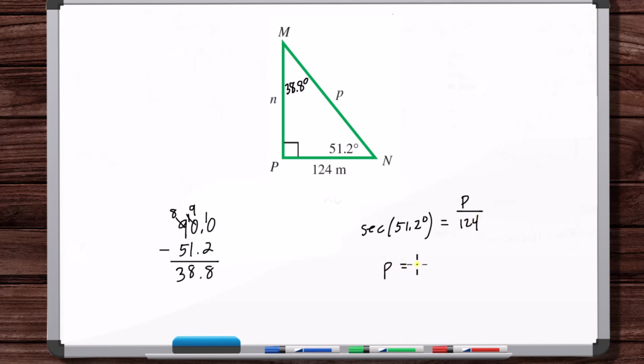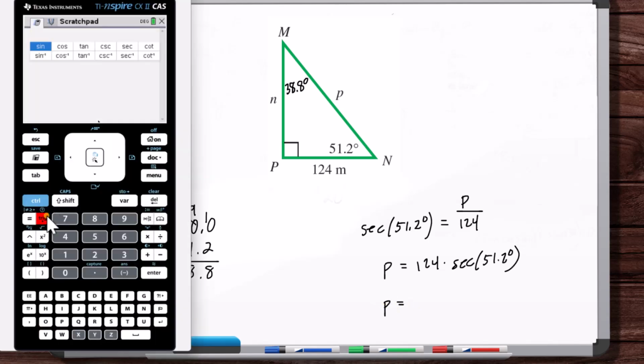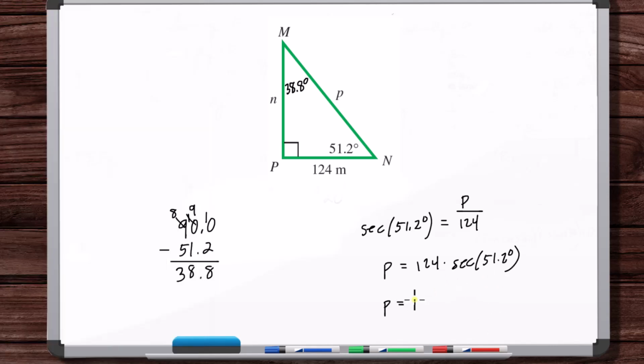So now all we have to do is cross multiply. P is 124 times secant of 51.2 degrees. So P is, so we've got secant 51.2, we're in degree mode, you can see it's in degree mode, times 124, 197.892 meters.